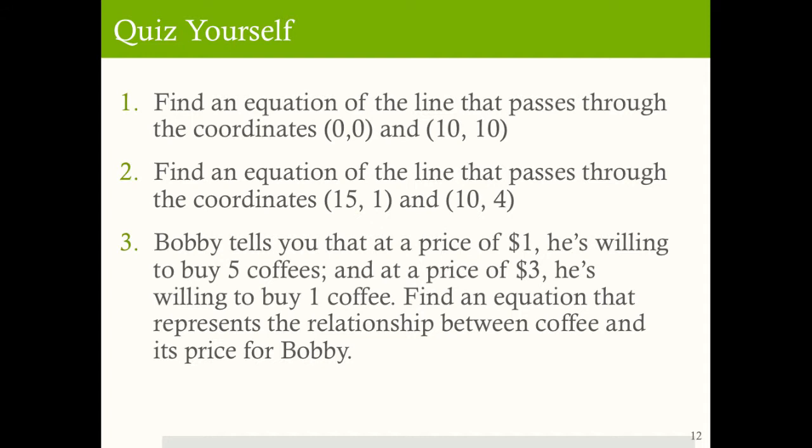Quiz yourself. Answer these 3 questions on your own. Find an equation of the line that passes through the coordinates (0, 0) and (10, 10). Then find an equation of the line that passes through the coordinates (15, 1) and (10, 4). And then here's a little word problem. Bobby tells you that at a price of $1, he's willing to buy 5 coffees, and at a price of $3, he's willing to buy only 1 coffee. Find an equation that represents the relationship between coffee and its price for Bobby.